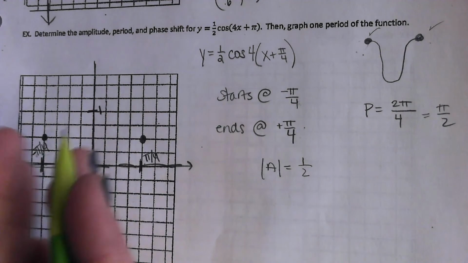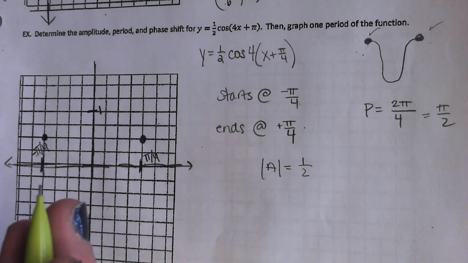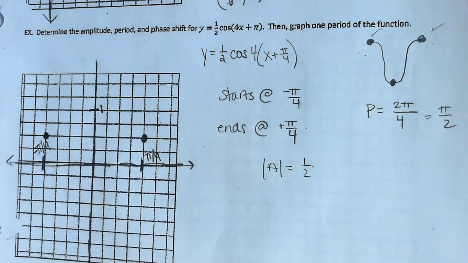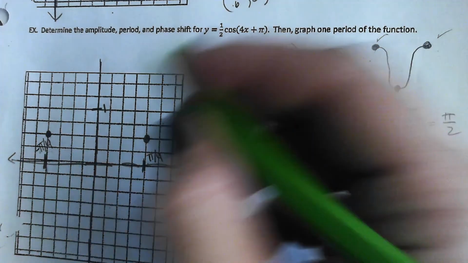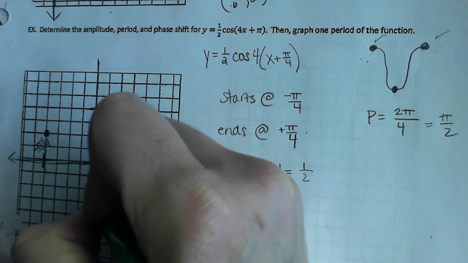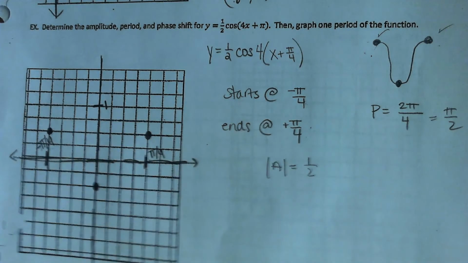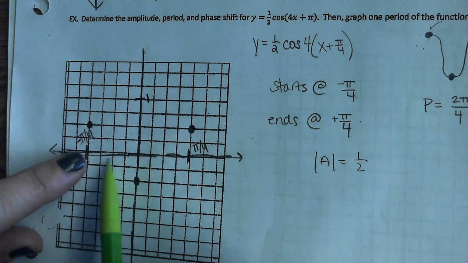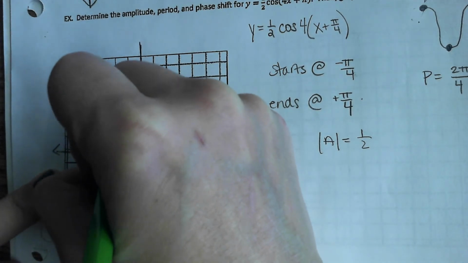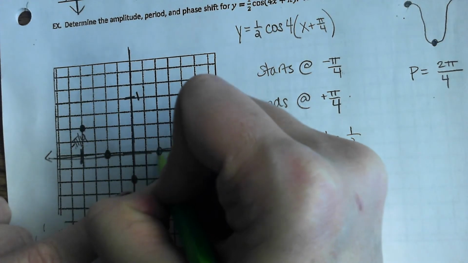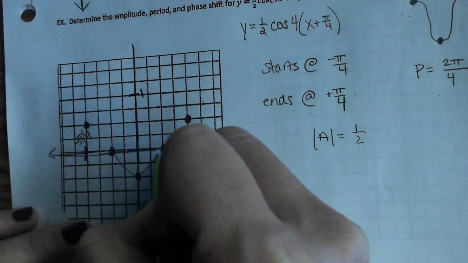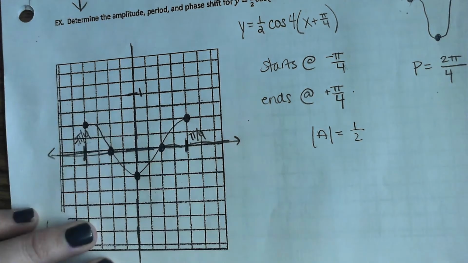Now I'm going to go halfway in between those, which is at what x coordinate? 0. And go to my minimum, which is at 0, -1/2. And then halfway in between these two, because I counted out 4 units, I know that obviously the halfway point is 2 units out. And 2 units out there as well. And then I have my 1 cosine cycle.